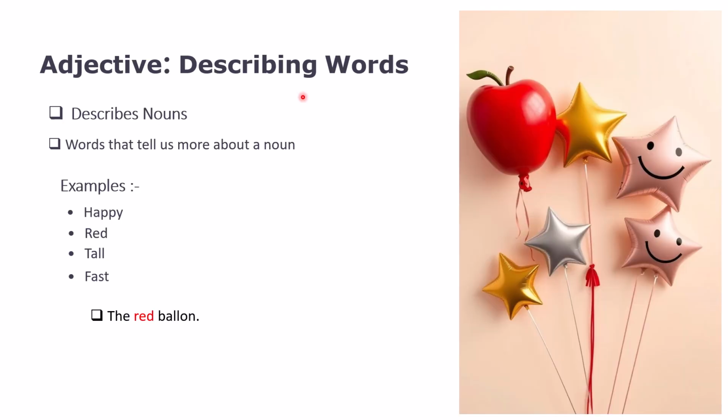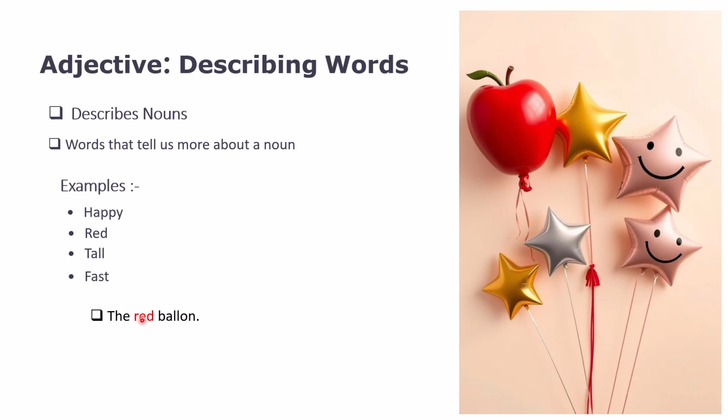Next type is adjective. We can call it describing words. Adjectives describe a noun. Words that tell us more about a noun, we can call adjectives. It gives more information about a noun. Look at the picture. We can see balloon and stars here. If we describe that balloon by red color, we can call red an adjective because it gives more information about this noun.